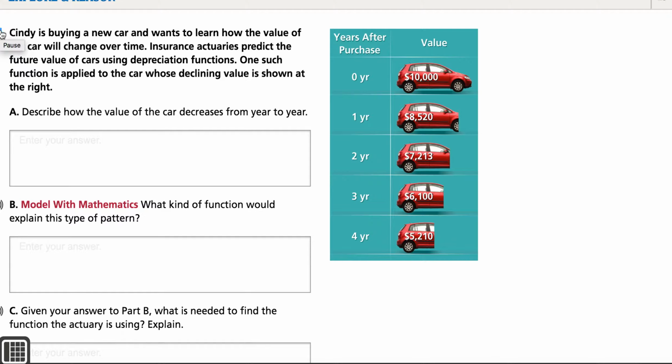Cindy is buying a new car and wants to learn how the value of her car will change over time. Insurance actuaries predict the future value of cars using depreciation functions. One such function is applied to the car whose declining value is shown at the right. Part A. Describe how the value of the car decreases from year to year.